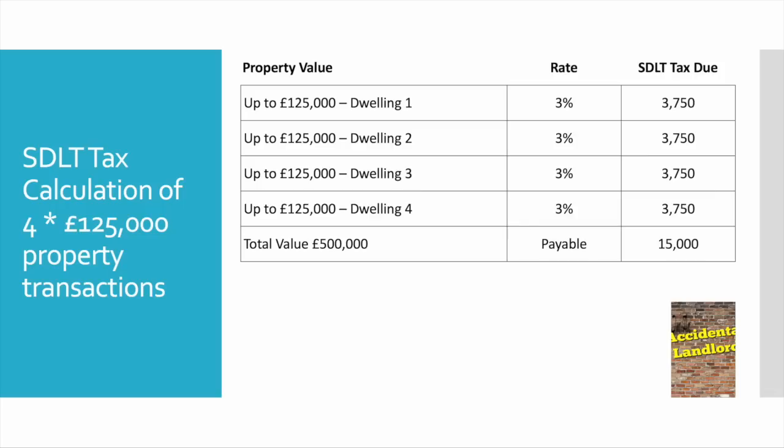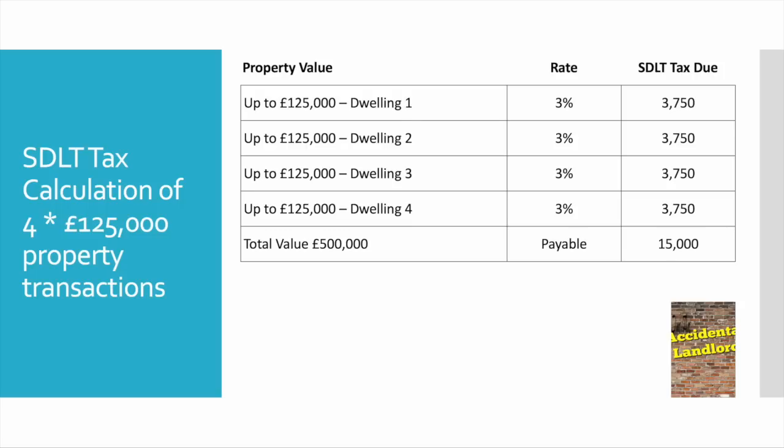I'll now talk through where this potentially has a pitfall. Now, in the stamp duty legislation, there is a provision for something called linked transactions. It's effectively a piece of anti-avoidance legislation that will stop you splitting a transaction up into discrete packets to ensure that you pay tax at a lower rate.